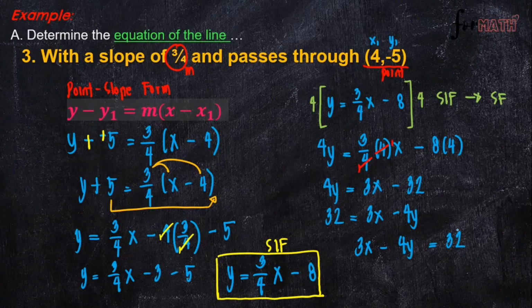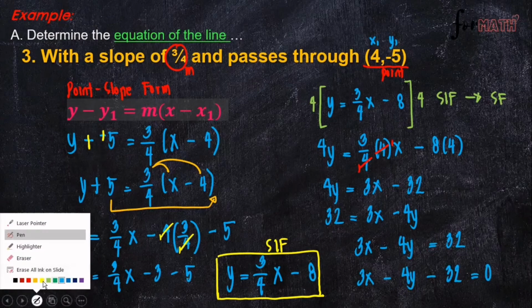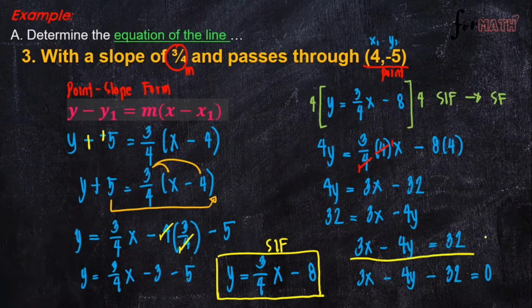And then, of course, standard form to general, lipat mo lang yung 32 sa left side. So, meron ka ng 3x minus 4y minus 32 equals 0. Alright? So, ito na po yung ating SF, and ito naman yung ating general form.